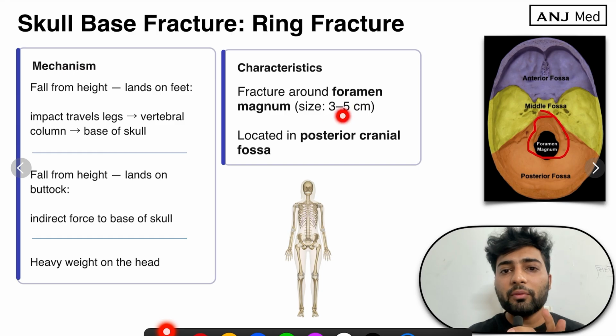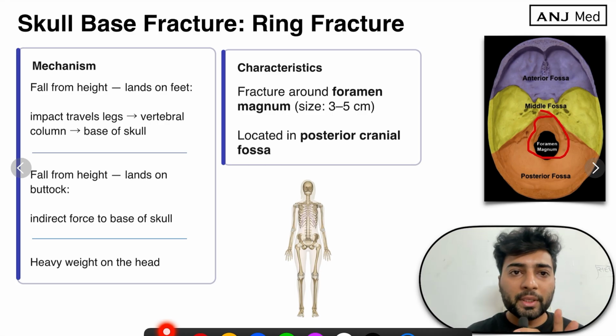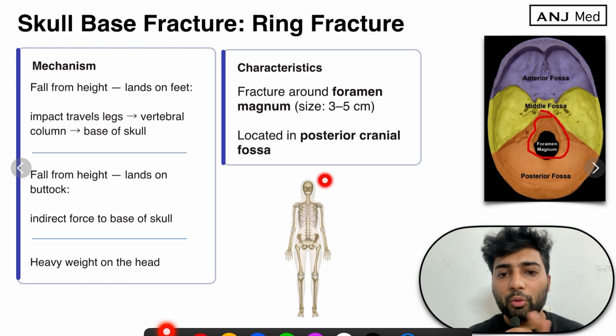It occurs 3 to 5 centimeters around the foramen magnum, which is located in what? Posterior cranial fossa. So this was about the skull base fracture, and it needs what? An indirect impact. A direct trauma cannot cause a skull base fracture, right?